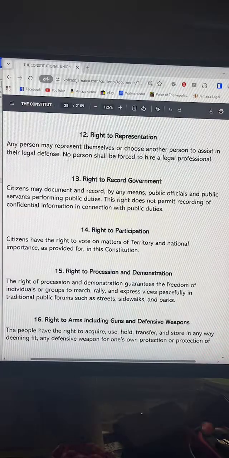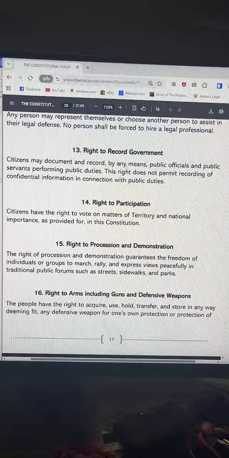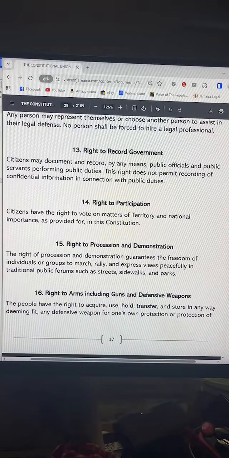Right to representation. Any person may represent themselves or choose another person to assist in their legal defense. No person shall be forced to hire a legal professional. Right to record government. Citizens may document and record by any means public officials and public servants performing public duties. This right does not permit recording of confidential information in connection with public duties.